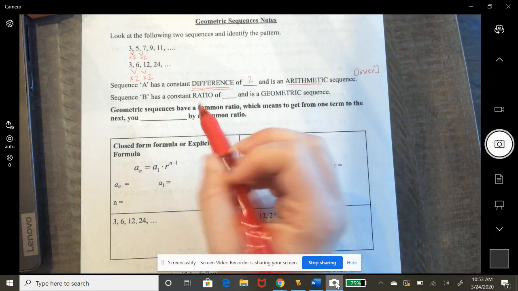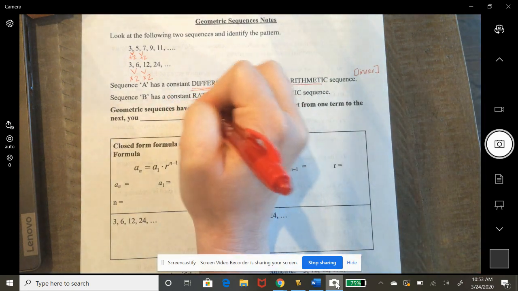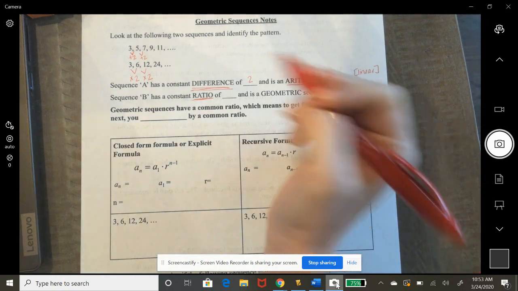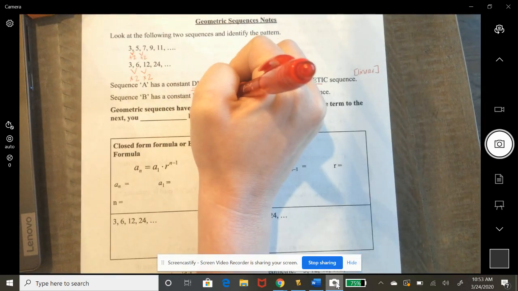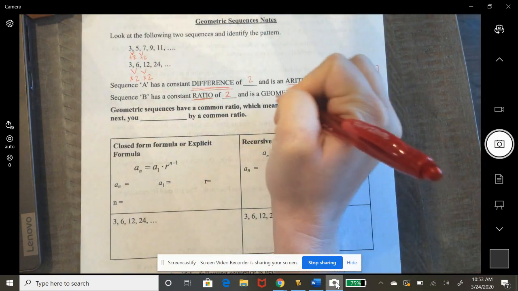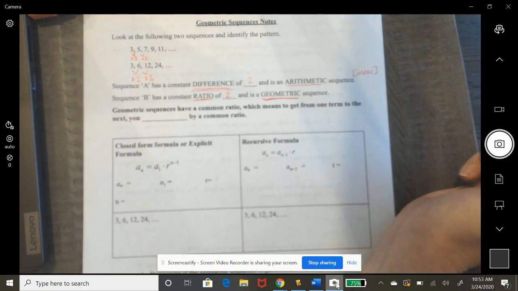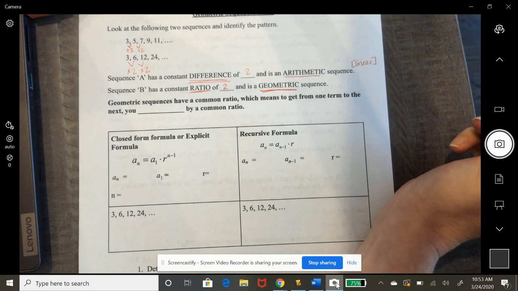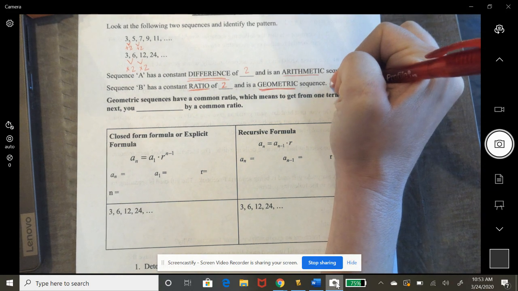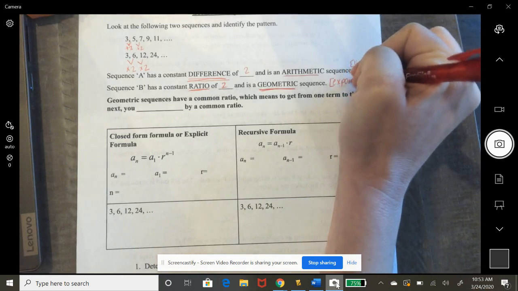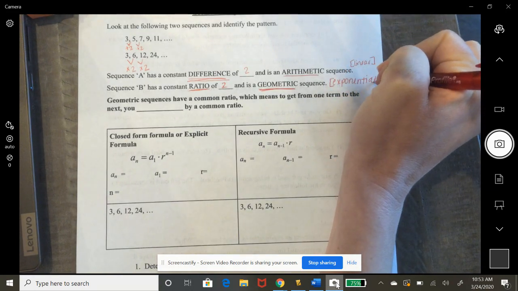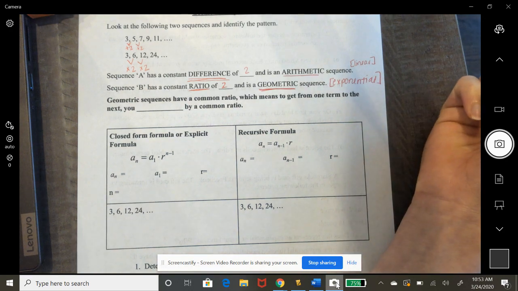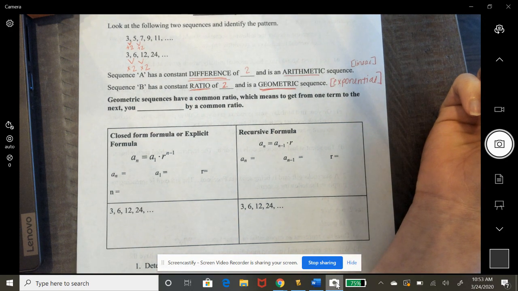Sequence B has a ratio, okay, which is what we're multiplying by, of 2, and that's called a geometric sequence. And those are going to be the ones we focus on, because if we're multiplying by the same value each time, that's going to be an exponential type of pattern. So that's kind of why it fits into this unit here.